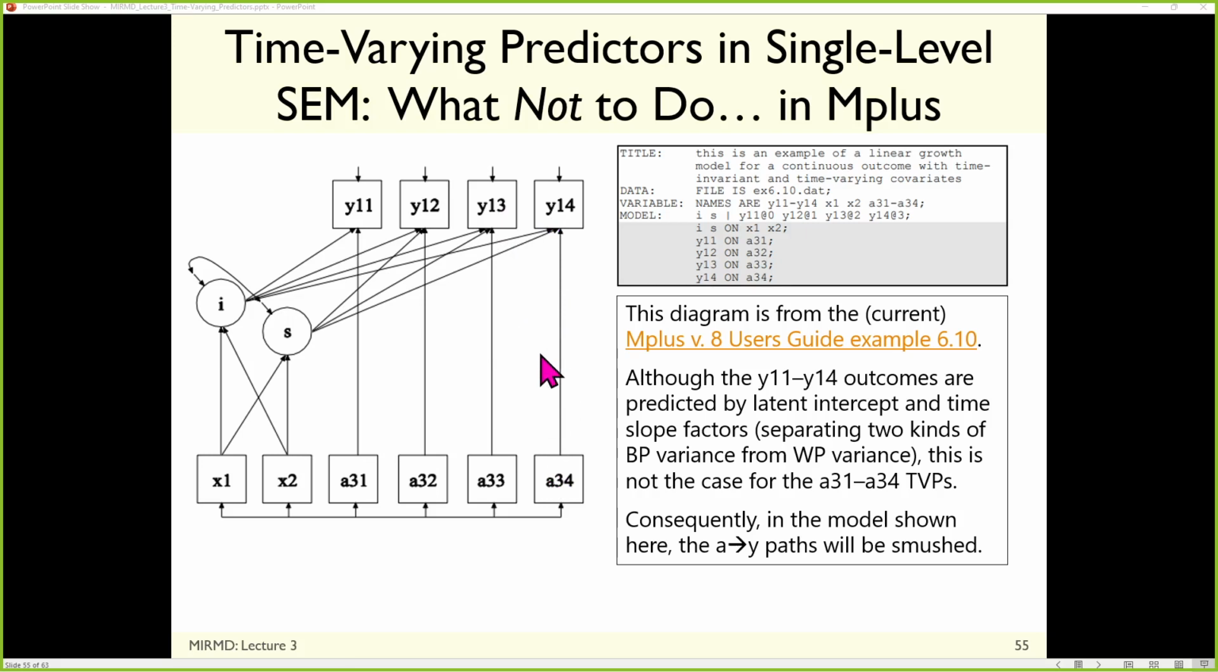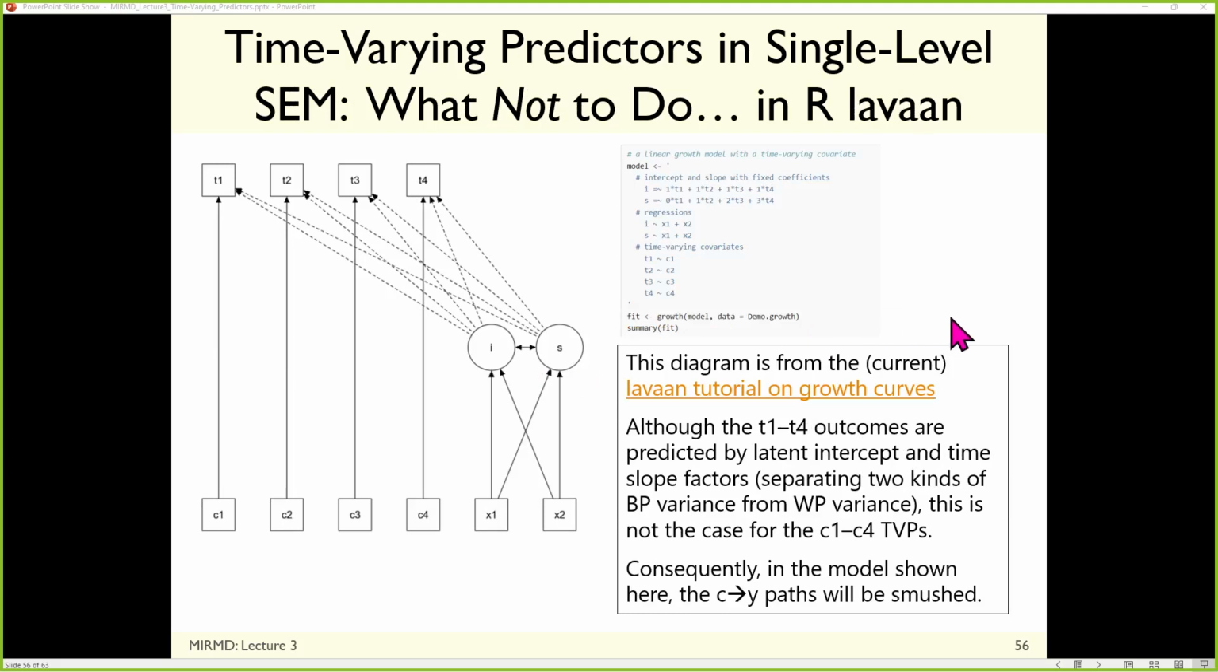And I'm not just picking on M+. Here's the same diagram in the Lavaan manual. They changed the variable names and they reordered it, but it's the same picture. And here's their code for the smushed effects at this point. So I'm not the first person to figure this out.